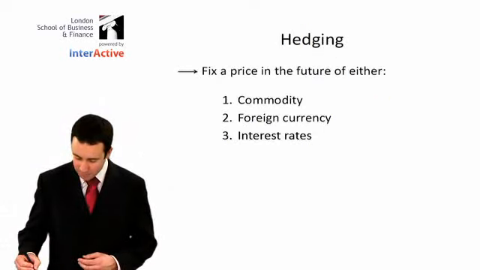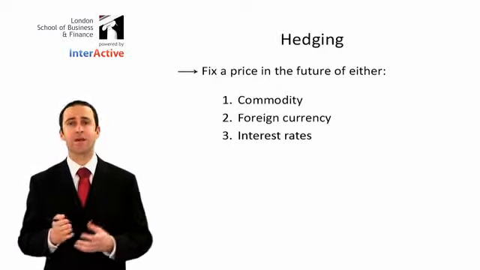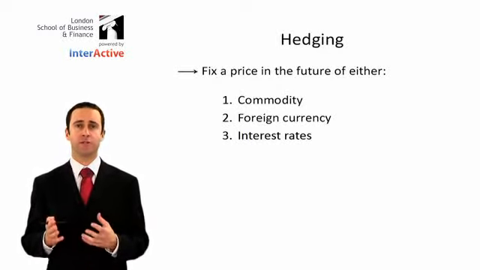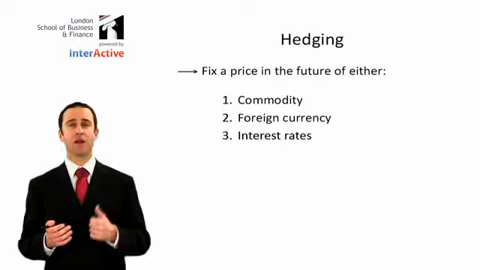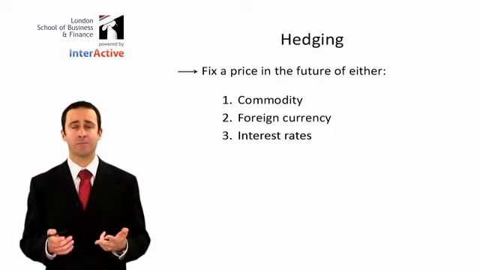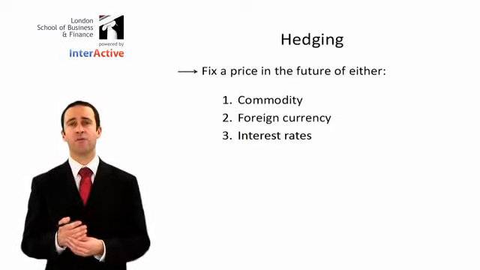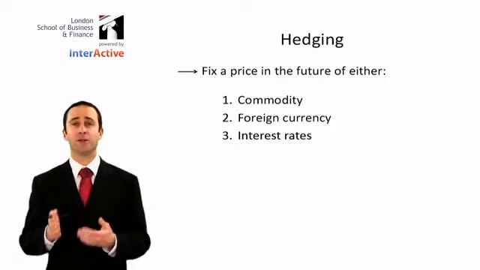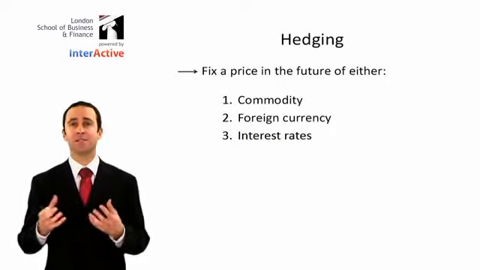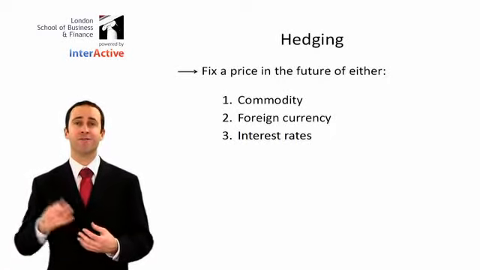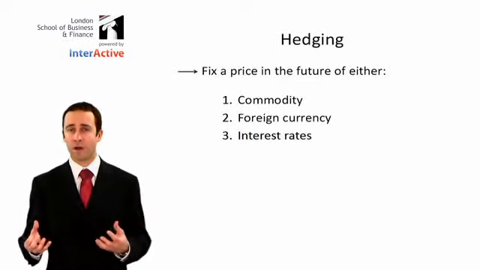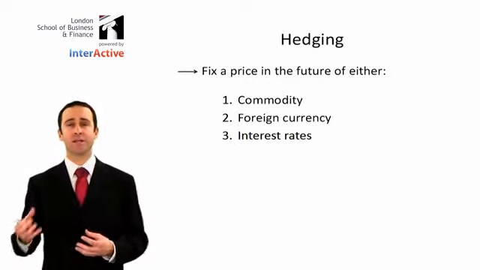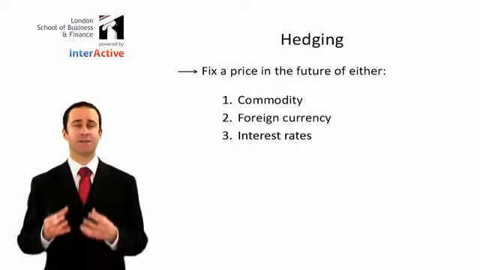Now, hedging is quite simply fixing a price of something in the future. When we're looking at our different risks, we're looking at our foreign currency risk, our interest rate risk, and our commodity price risk. We're looking to fix a foreign exchange rate in the future by doing something today. Similarly, with our interest rates, we want to fix an interest rate in the future by doing something today.